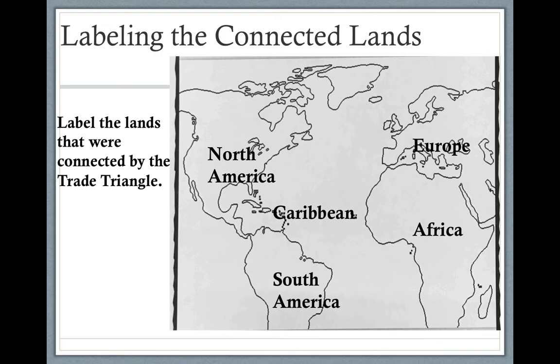So on your worksheet, the first step is going to be, let's label the lands that were connected by the triangle trade. So we have the continents of North and South America. We also have the Caribbean islands. That's going to be a really popular destination for sugar plantations. Sugar is going to grow very well in these islands, and that's going to need a large amount of slave labor. We're going to see lots of Africans sold into the islands in the Caribbean to work on sugar plantations. Also, let's make sure we label the continents of Africa and Europe.